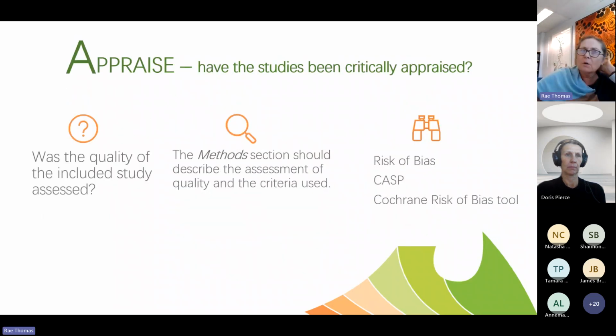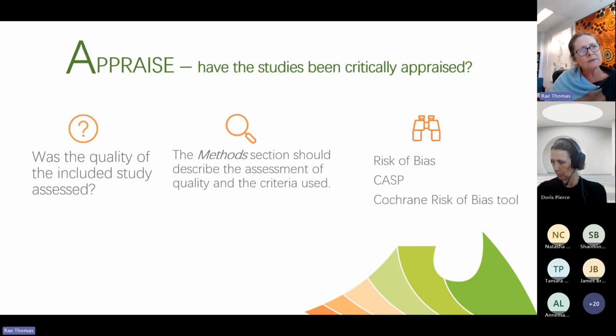If I go to appraise, the A in the FAITH acronym, what I'm interested in finding out is, was the quality of the included studies assessed? And where am I going to find that? Mostly I'm going to find that in the methods section. There might be some clues in the results section, but they should have told me that in the methods section. Are they appraising the studies that they've included?